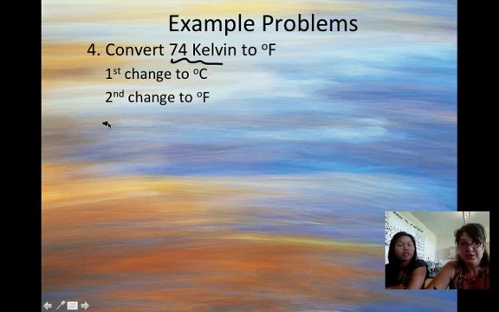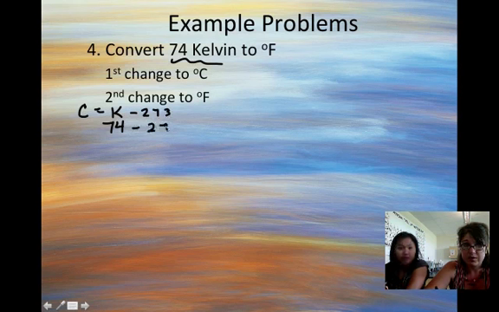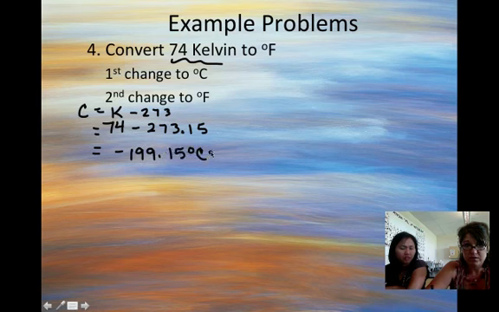All right, 74 kelvins is how many degrees Celsius? Okay, so Celsius is kelvins minus 273. So we're going to get a negative number. That's 74 minus 273, because 74 kelvins is pretty close to 0 kelvins. It's very cold. Negative 199.15 degrees Celsius.